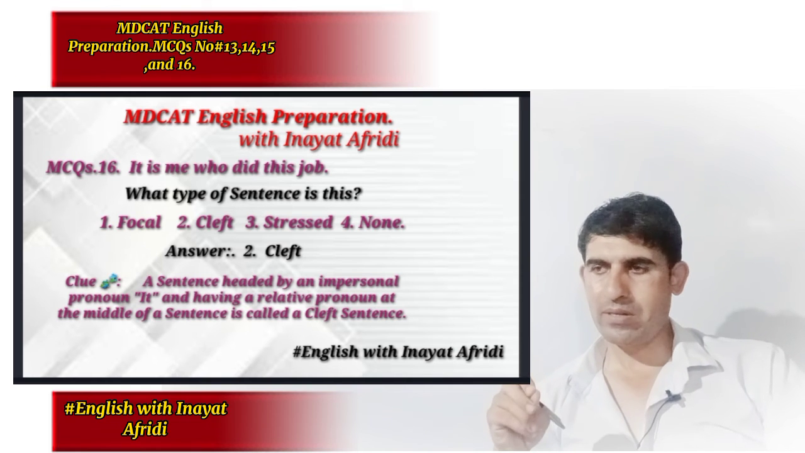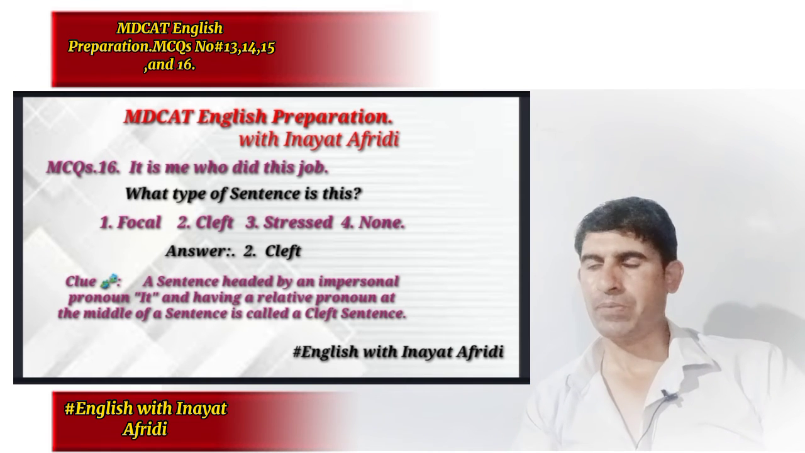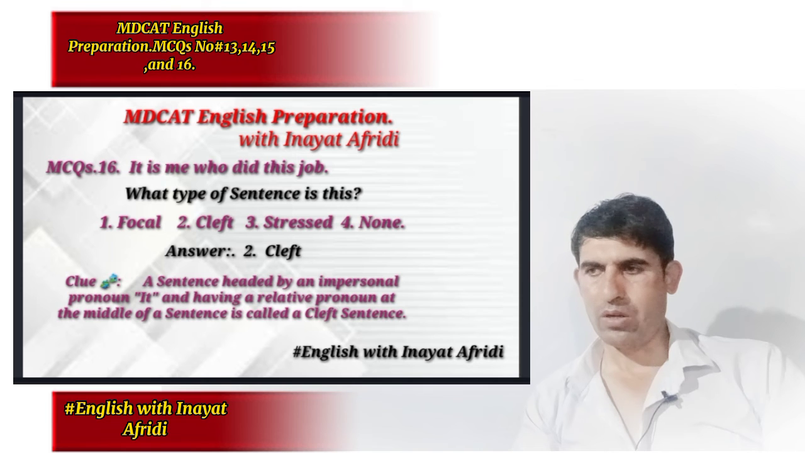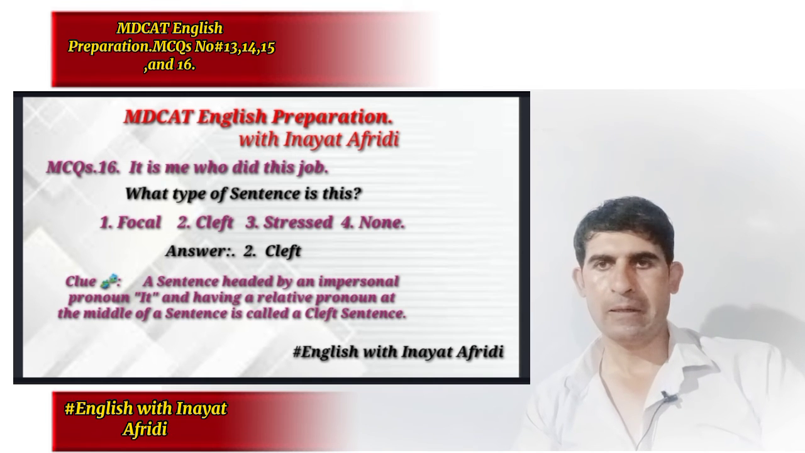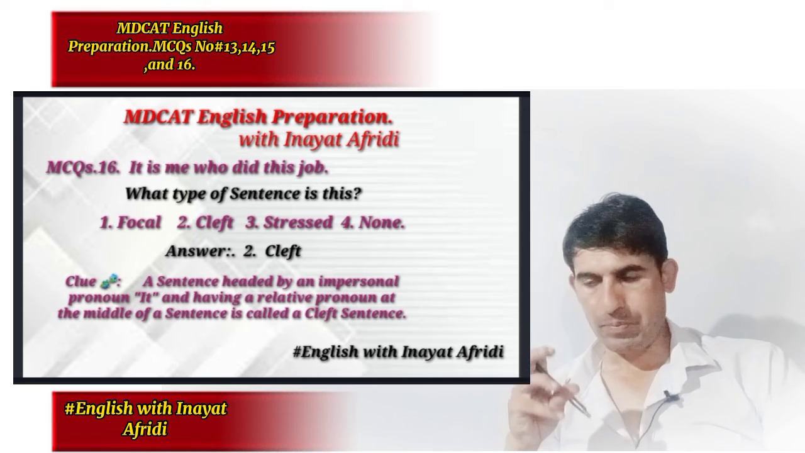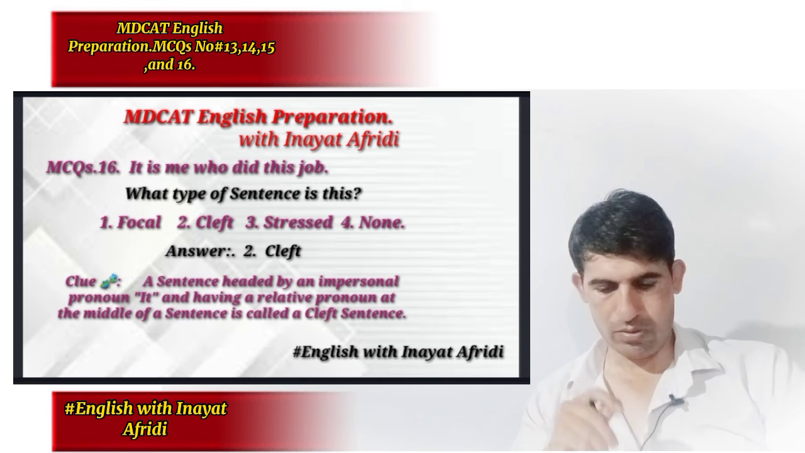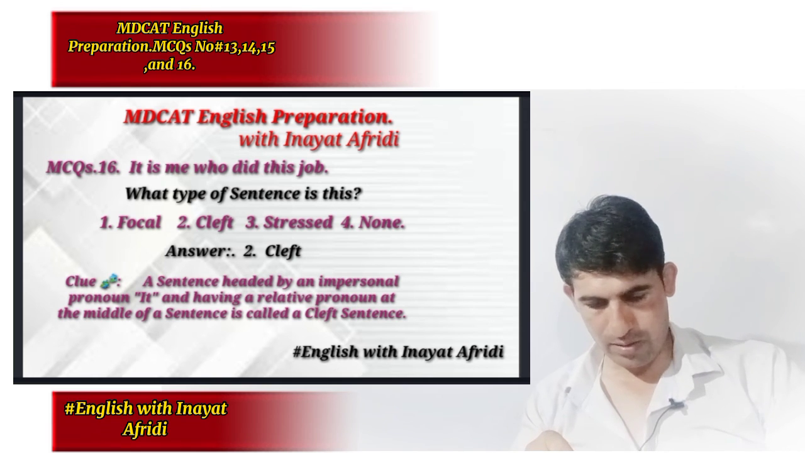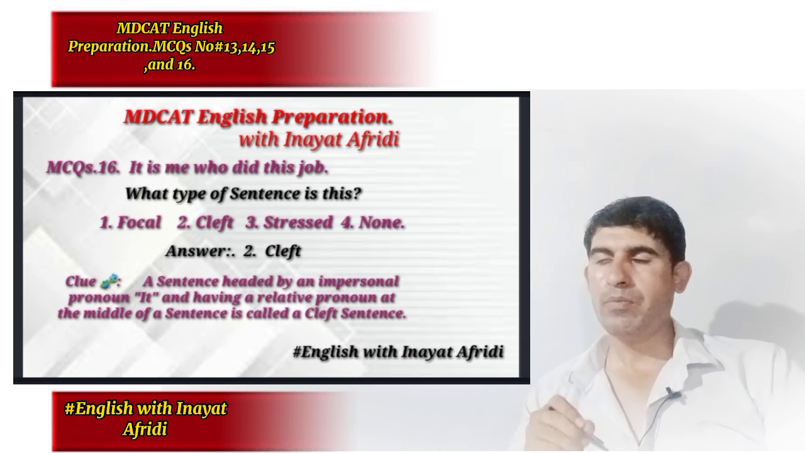So, the cleft sentence basically is made up of 2 clauses. Number 1, we have the main clause headed by the impersonal pronoun it, and we have the relative clause that is headed by the relative pronoun. So, a cleft sentence is a type of sentence headed by the impersonal pronoun it, with a relative pronoun in the middle of the sentence. And this has been clearly explained in the clue if you take a look. A sentence headed by an impersonal pronoun it and having a relative pronoun in the middle of the sentence is called a cleft sentence.